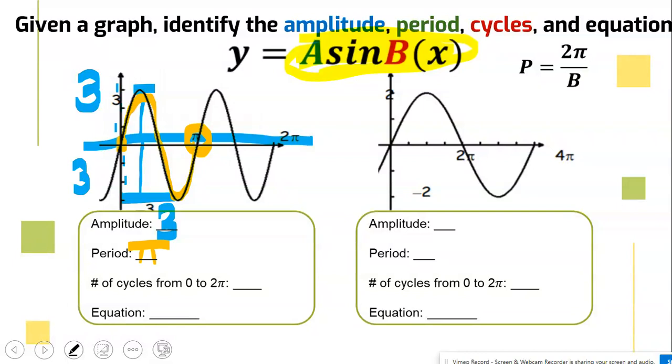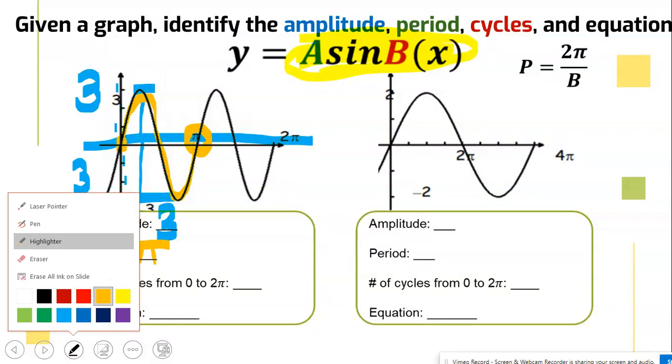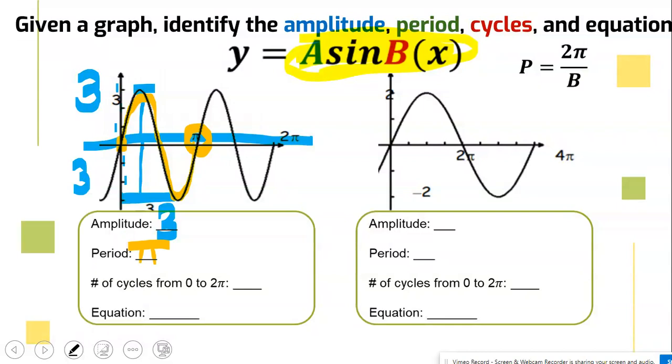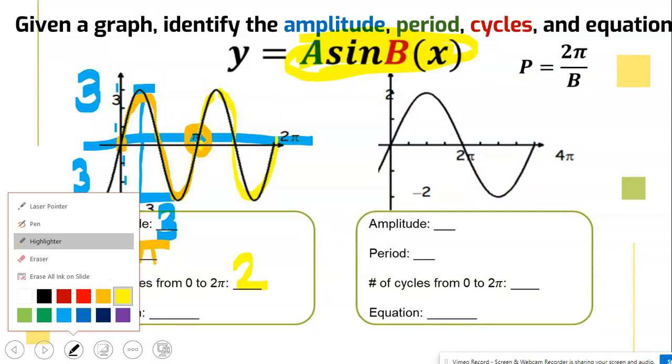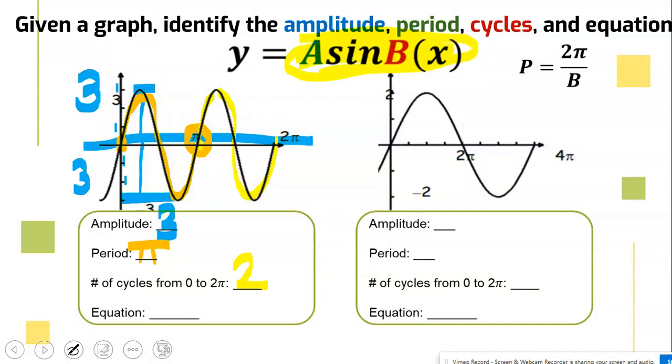Then it asks us to count the number of cycles from 0 to 2 pi. So there's one sine. We can pick it up. Here's a second one. There's 2. And so if we were going to come up with our equation, we would say that y is equal to 3. That's the amplitude A. This is the sine graph. We're putting our trig function in there. And then the number of cycles, this is B, is 2.